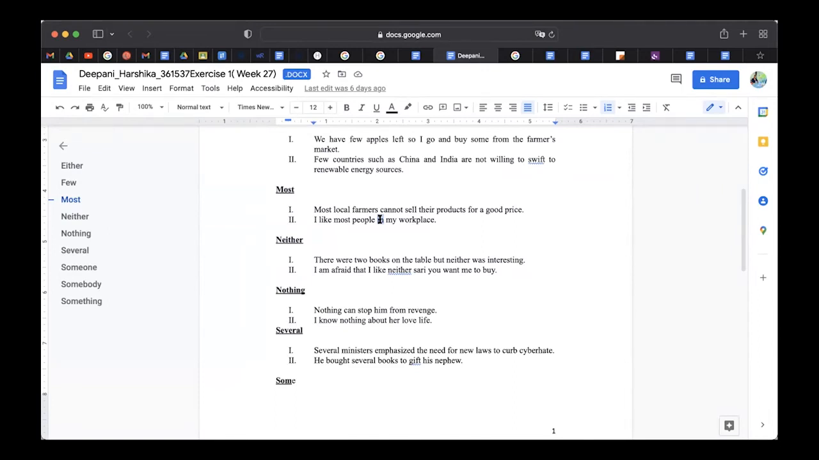There were 2 books on the table, but neither was interesting. Okay, I'm afraid that I like neither. Sorry, you want me to buy. No, so here, see, the usage, the structure of neither is not correct. There were 2 books on the table, but none of them was interesting, not neither there. I'm afraid that I like neither of the saris that you want me to buy. I'm going to explain the usage of neither also in one of the successive sessions.